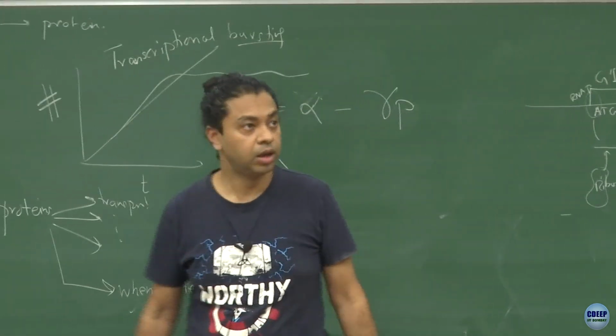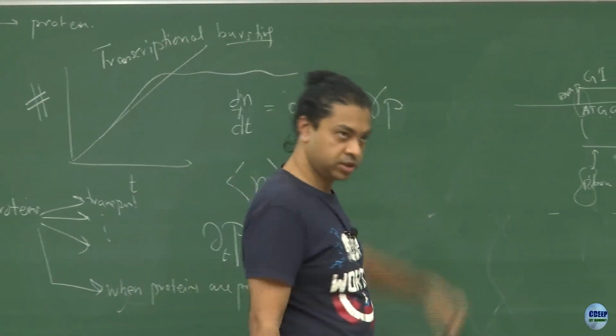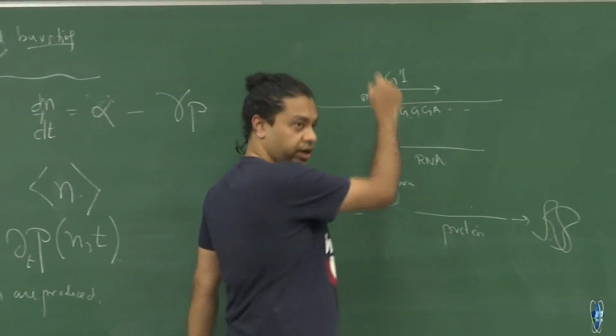Can you go backward from RNA to DNA? No, this is one way. So, DNA to RNA to proteins.